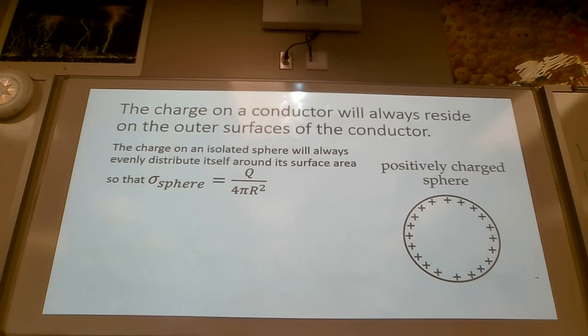Okay, so surface charge density. It's the entire charge, so capital Q is the charge of all of this combined amount, over the surface area. Okay.